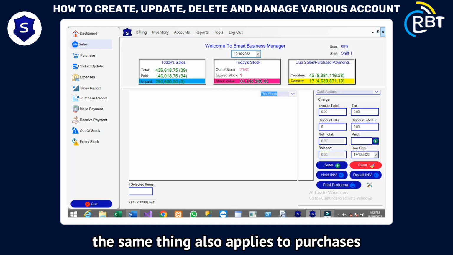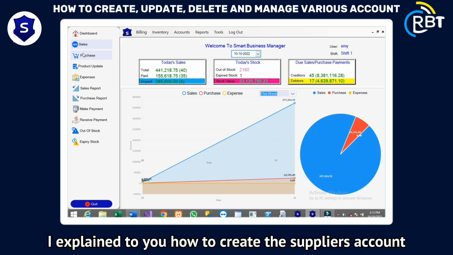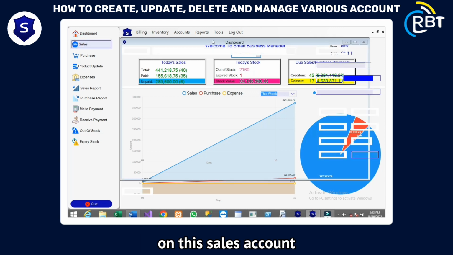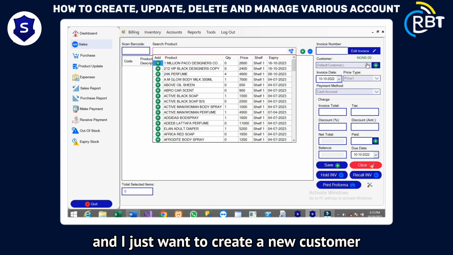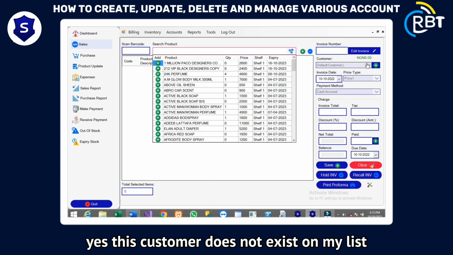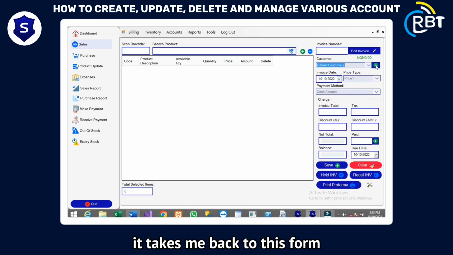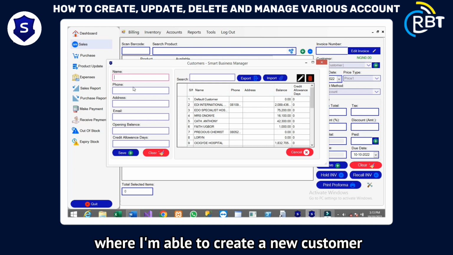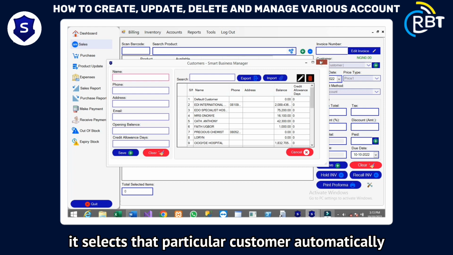The same thing also applies to purchases. I explained to you how to create the supplier's account. But note, before I go to the supplier's account, on this sales account, I could have a situation whereby I'm selling already and I just want to create a new customer. Let's say this customer does not exist on my list. There's a plus button here. Once I click this plus button, it takes me back to this form. I'm sure you recognize this form where I'm able to create a new customer, and once I create it, it selects that particular customer automatically.